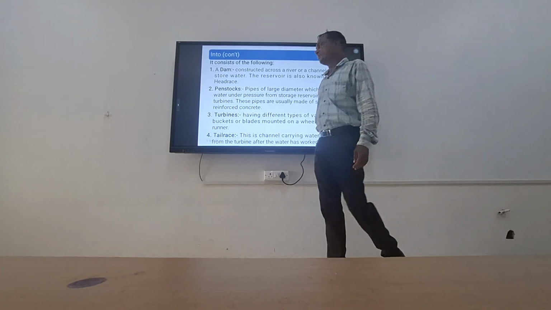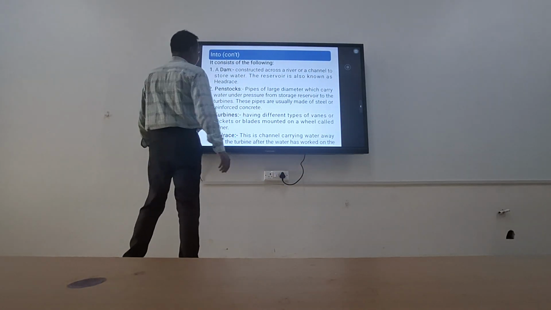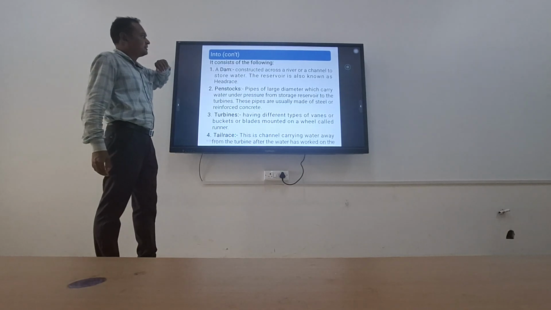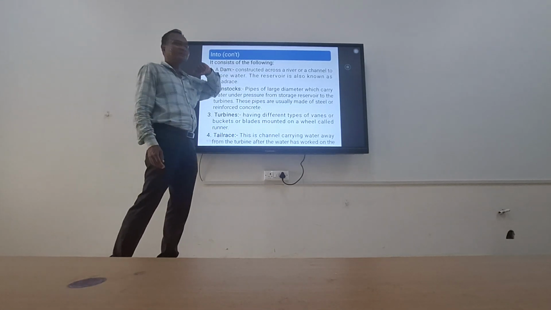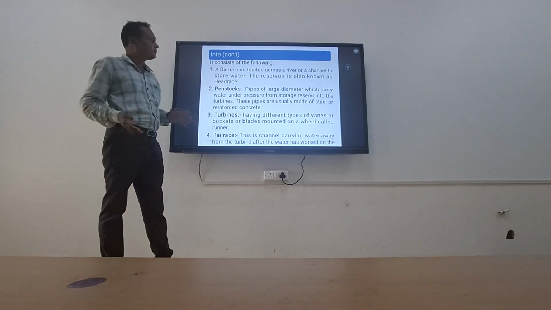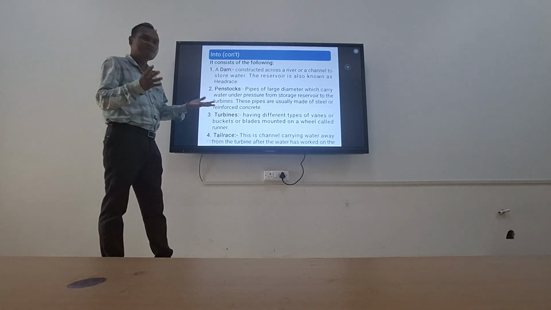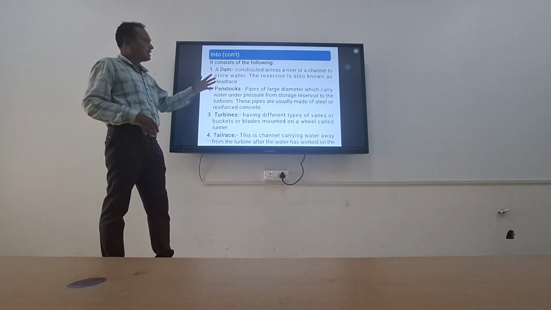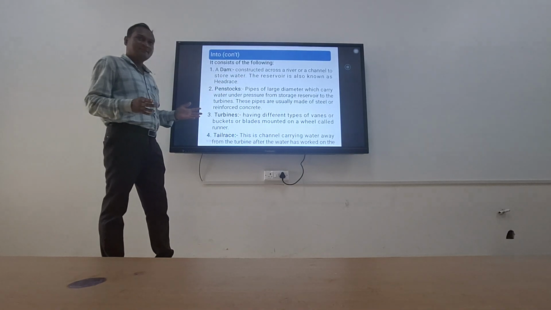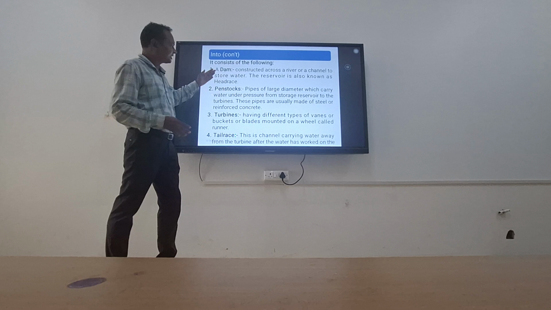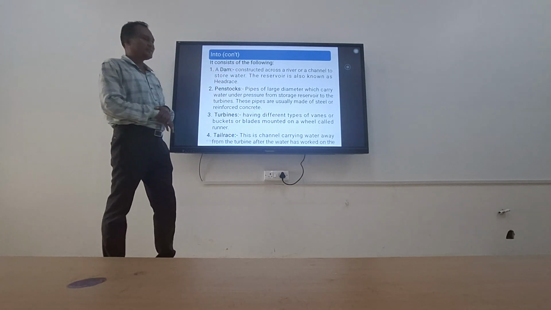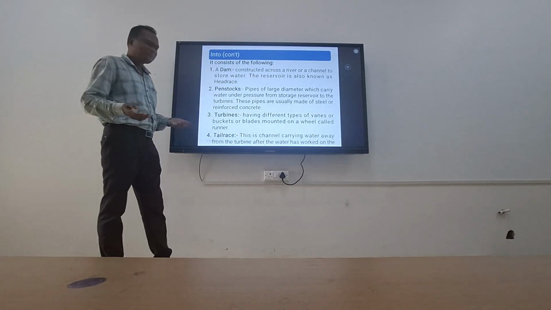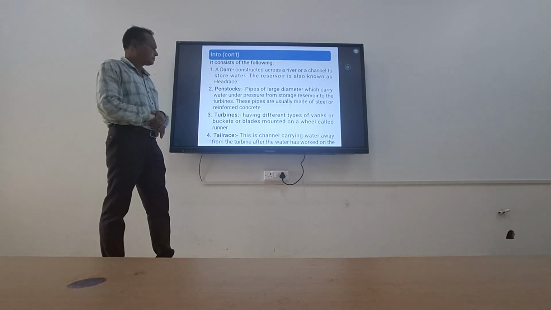hydroelectric power plant. In a power plant, the first part is the dam. You know about the dam; it is constructed across a river or channel to store water. This is nothing but a reservoir. Next is the penstock, what I was telling. Penstock is the pipes or large diameter channels which carry water from the dam to the turbine. That is the penstock part. Next is the turbine. Different types of turbines are there. We will see in that part.